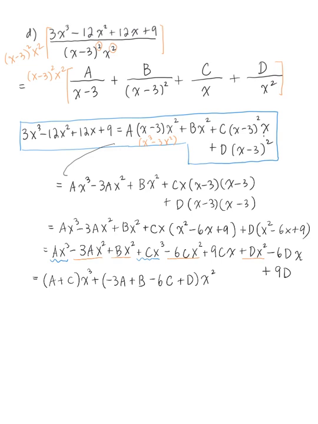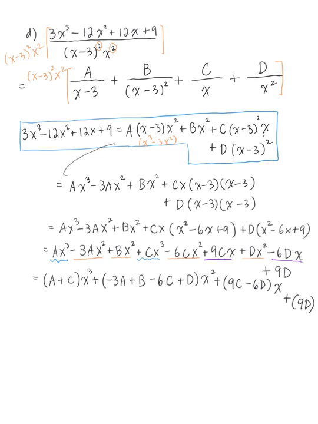Okay, now let's go with the x's. So you're going to have plus 9cx minus 6dx, right? Is that all? Yep, because 9d is a constant. So here, what we're going to get is 9c minus 6d times x, and then the constant term is going to be just 9d. Phew.